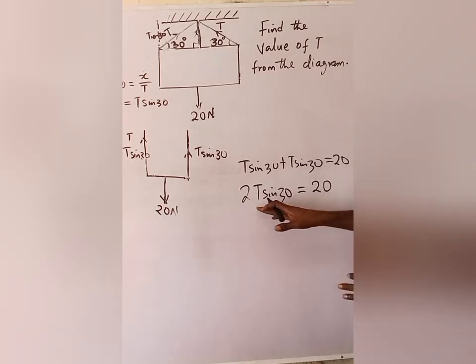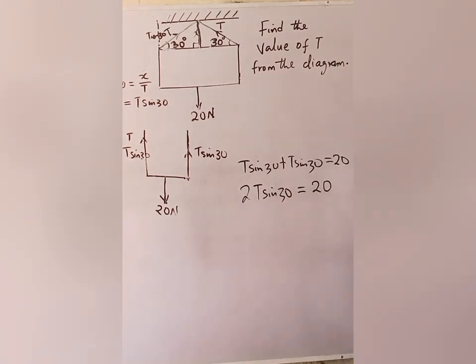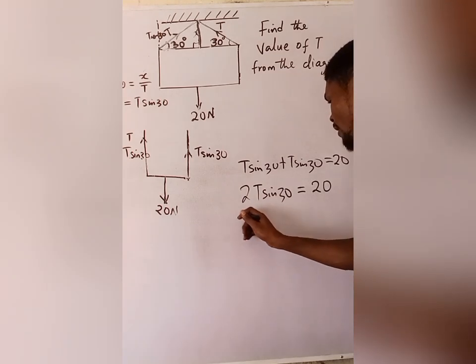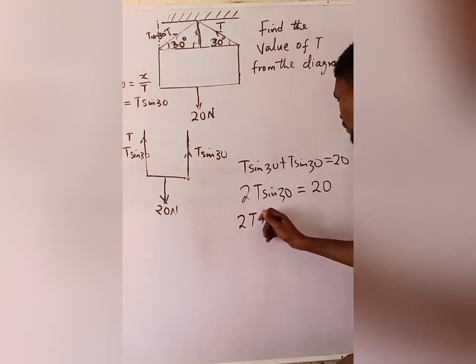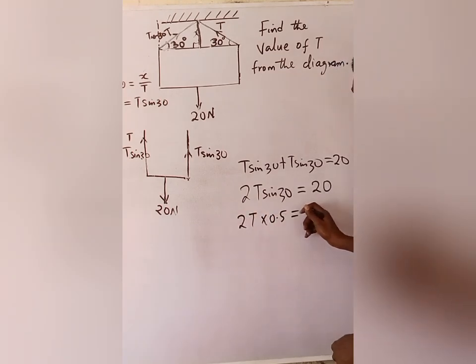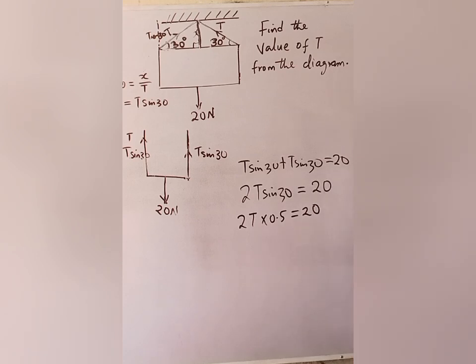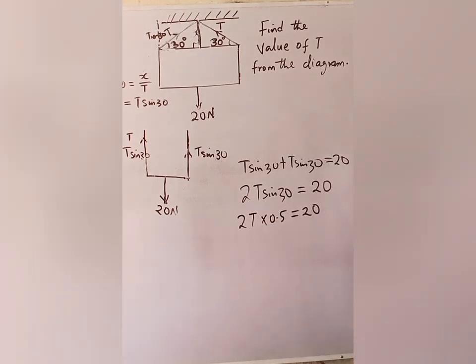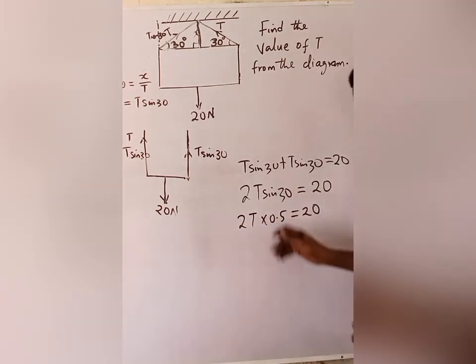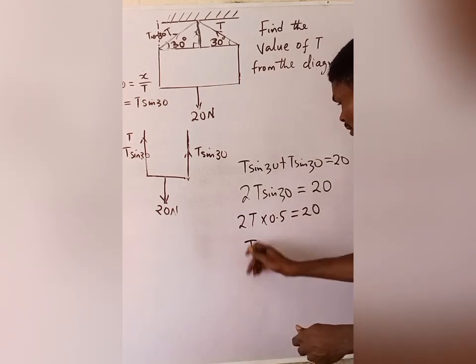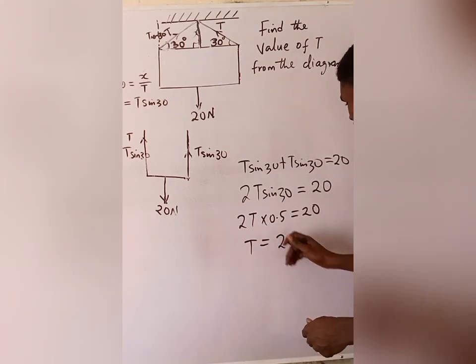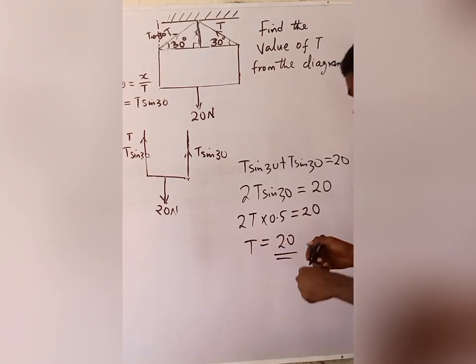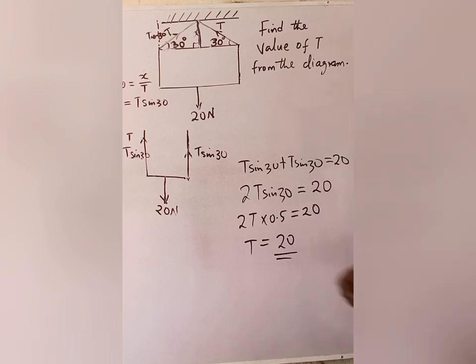Of course, sine 30 is 0.5. So we have 2t multiplied by 0.5 is equal to 20. Then 2 times 0.5 is what? 1. Yes, 0.5 is half, so 2 times half is 1. So 1 times t is t. t is equal to 20. All right, so we've gotten the value of t to be equal to 20.